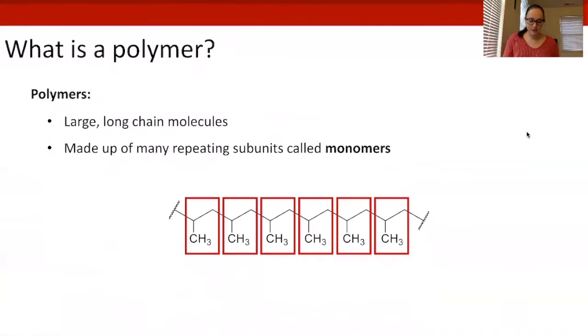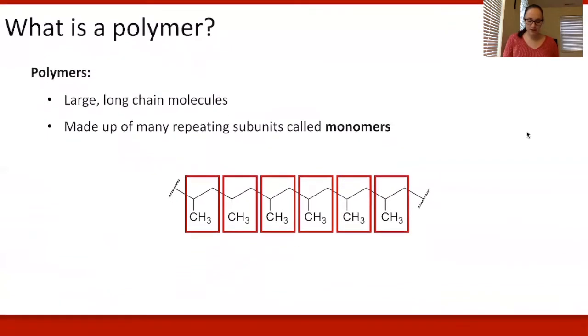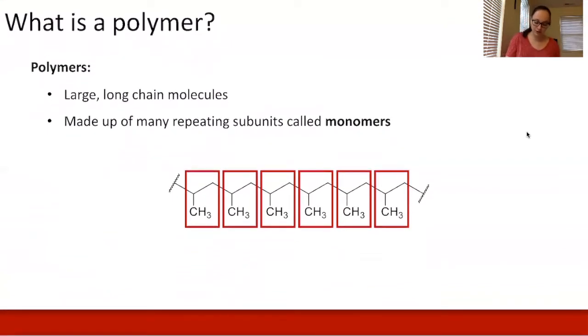So what is a polymer? Polymers are large, long chain molecules. By large, I mean they could be anywhere from like 200 atoms to like 2,000 atoms, 20,000 atoms. They can be massive, even bigger than that. These are made up of many repeating subunits called monomers.